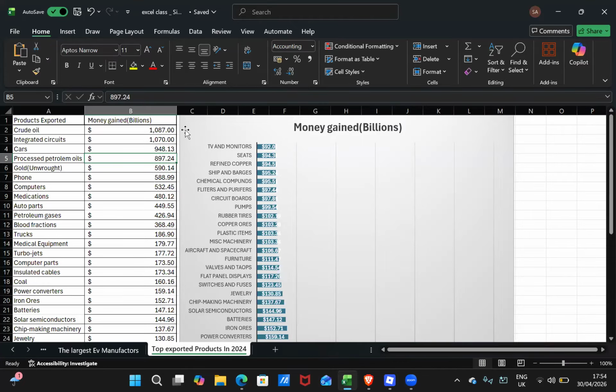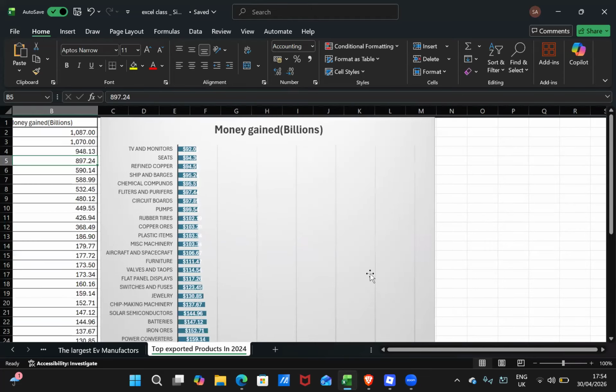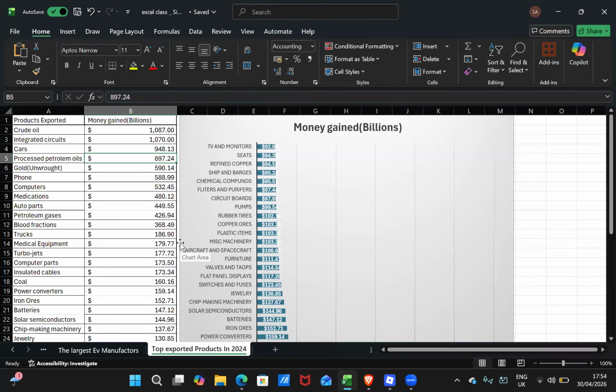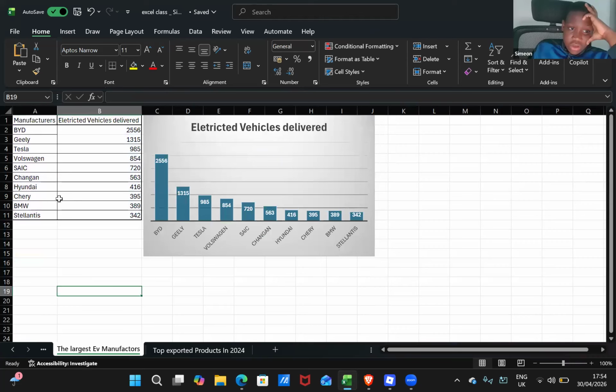Okay, so any other thing from this data before we move to another one? All right. The second one, this was the second one, isn't it? What's this one on? It's the largest EV manufacturers.